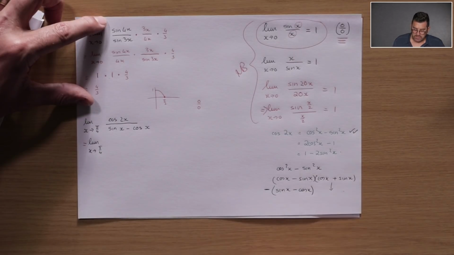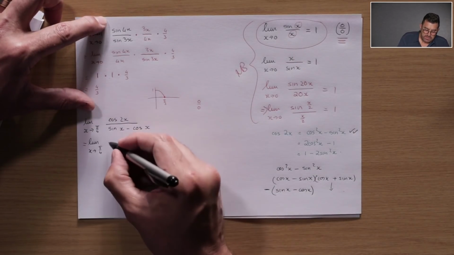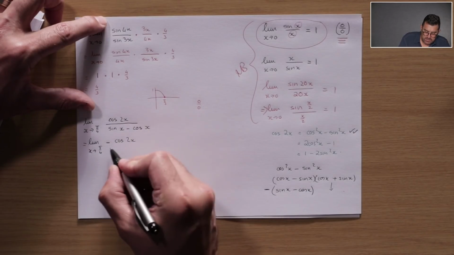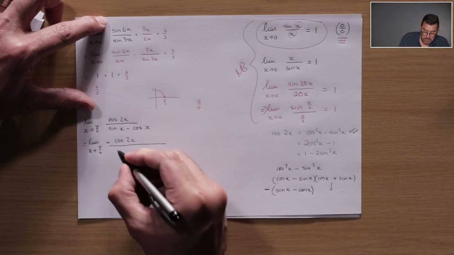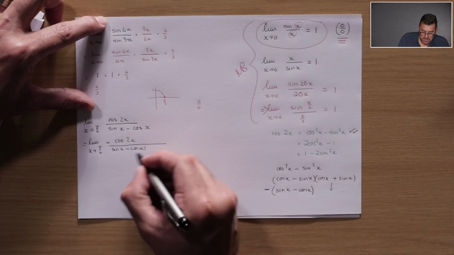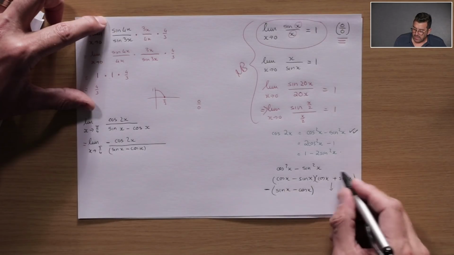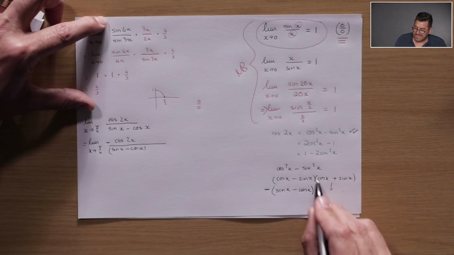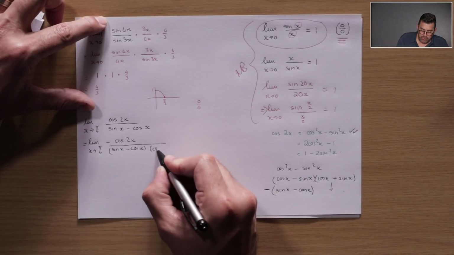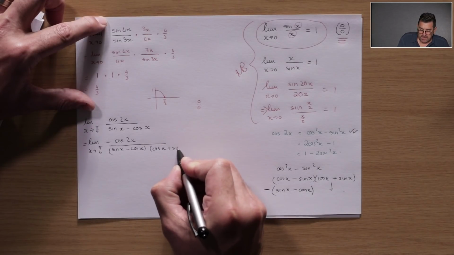Okay, so that bracket just comes down and multiplies. So I'm going to do that. I'm going to say this is minus the cosine of 2x divided by the sine of x minus the cos of x. I turned it around, and now I need to bring the second part in. So I need to times this with cos x plus sine x.